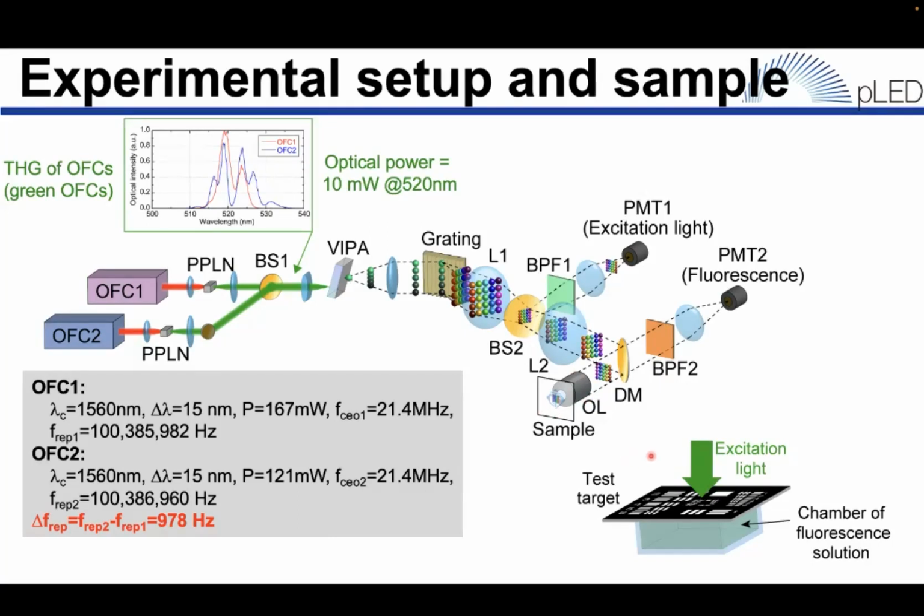Here we use a sample composed of a test target and a chamber containing the fluorescence solution. So when the excitation light is incident on the sample, a 2D image of the test target appears due to the fluorescence. This fluorescence image is detected by a photomultiplier tube, PMT2. A portion of the excitation light is also measured by another photomultiplier tube, PMT1. The detected RF electric signals from PMT1 and PMT2 were acquired with a fast digitizer.